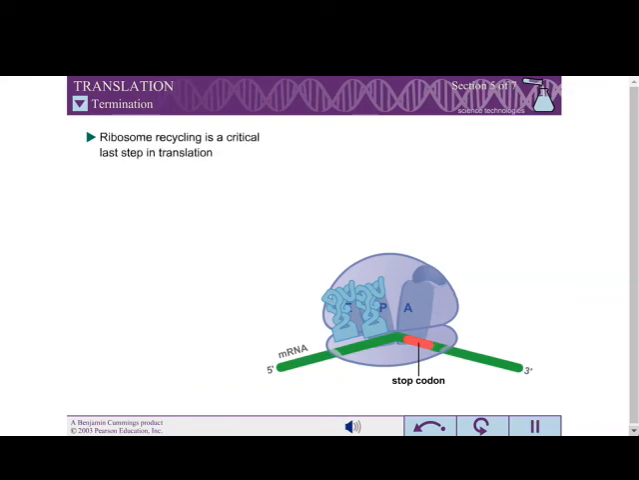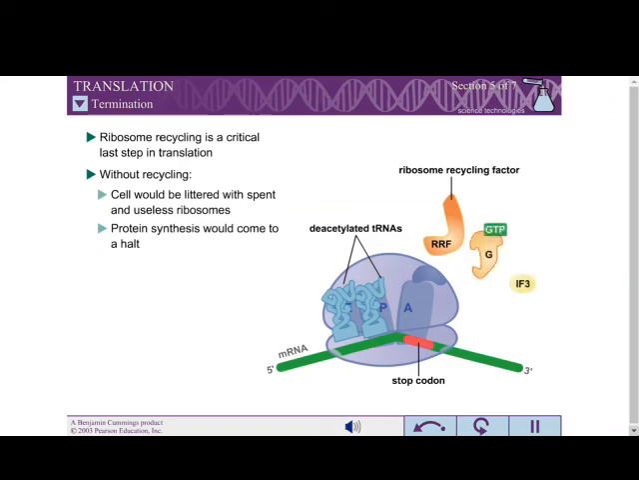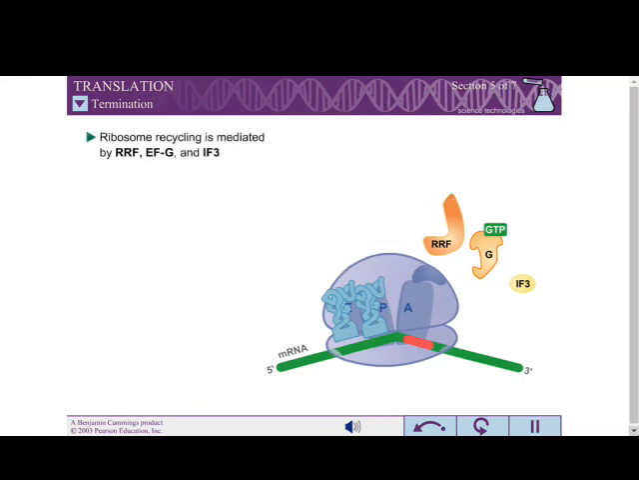At this point, the ribosome still contains two deacylated tRNAs and is also still bound to the mRNA. The process of cleaning out the ribosome and separating the subunits is called ribosome recycling. Although not as well understood in eukaryotes, in prokaryotes this process involves a ribosome recycling factor, plus initiation factor IF3 and elongation factor EF-G.